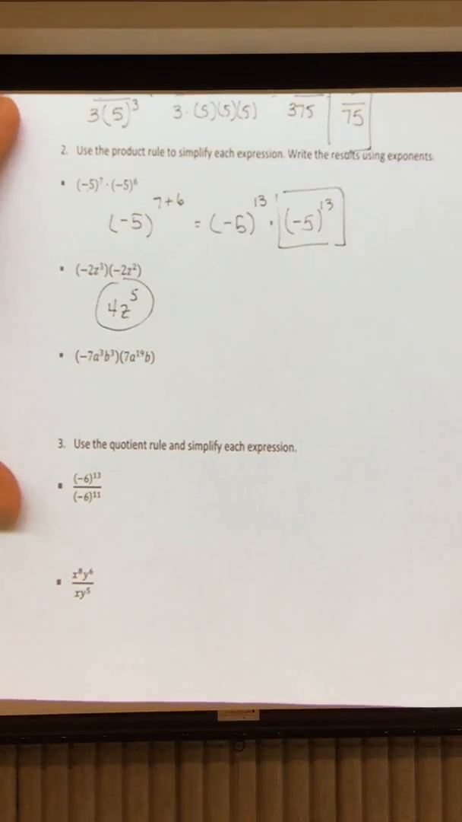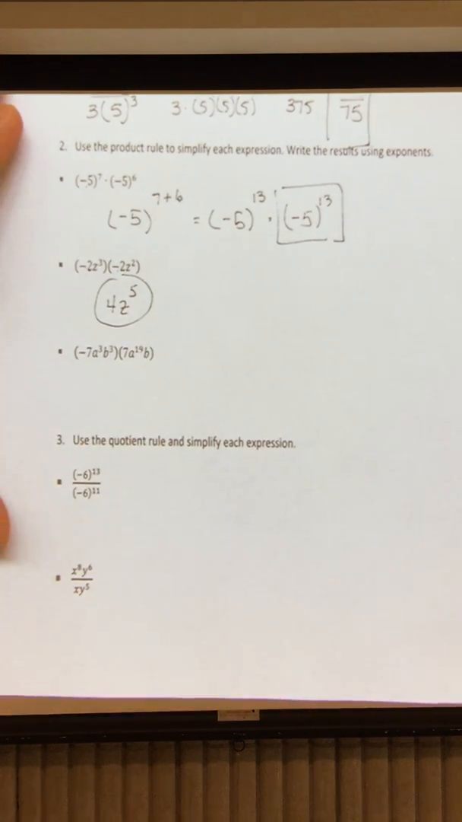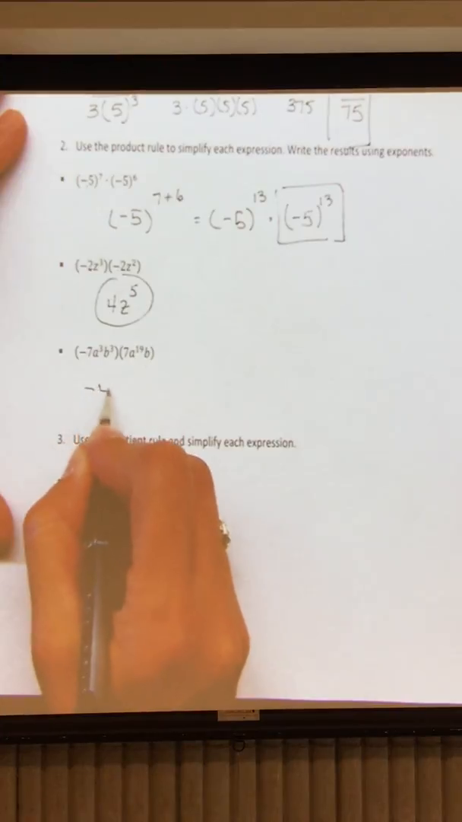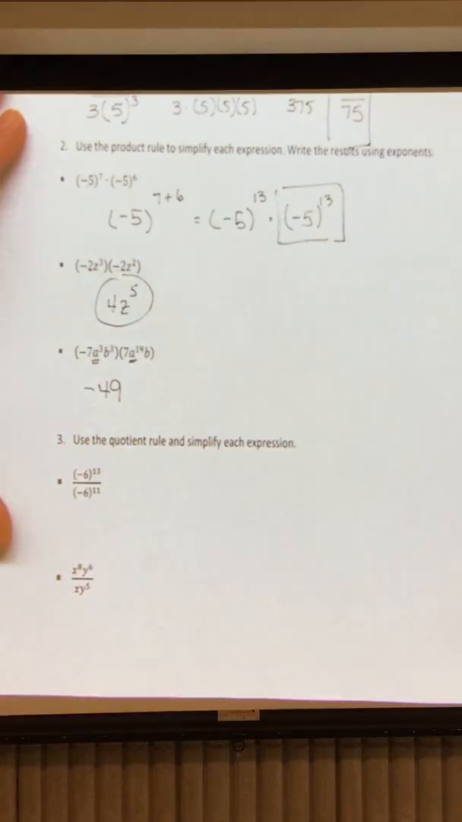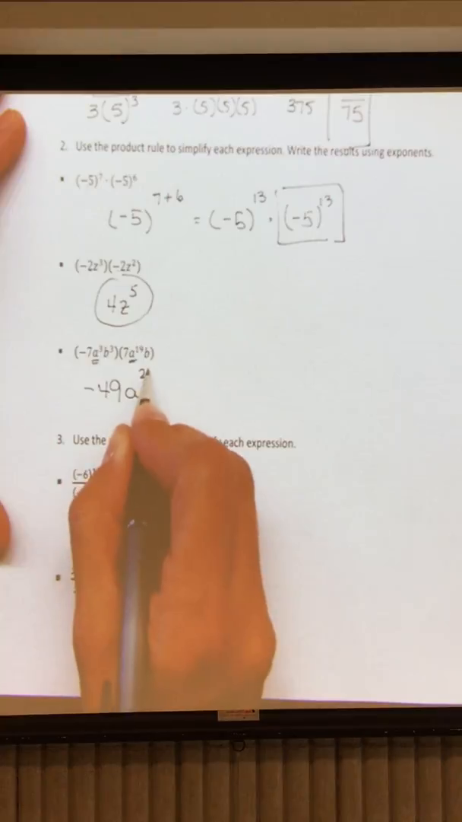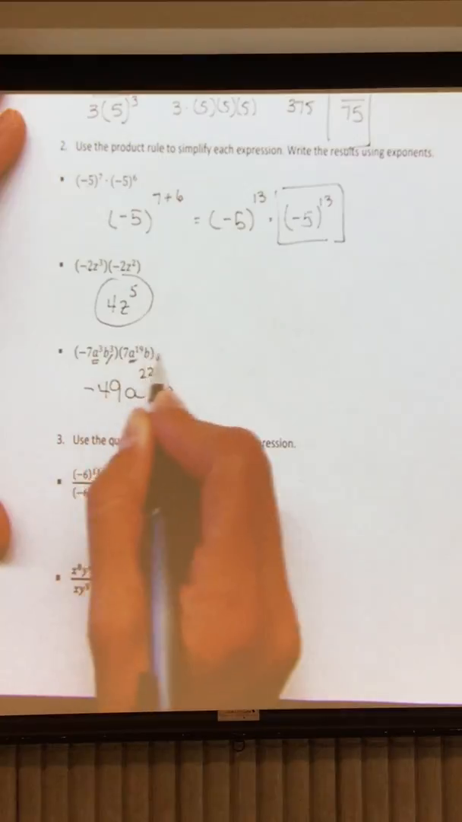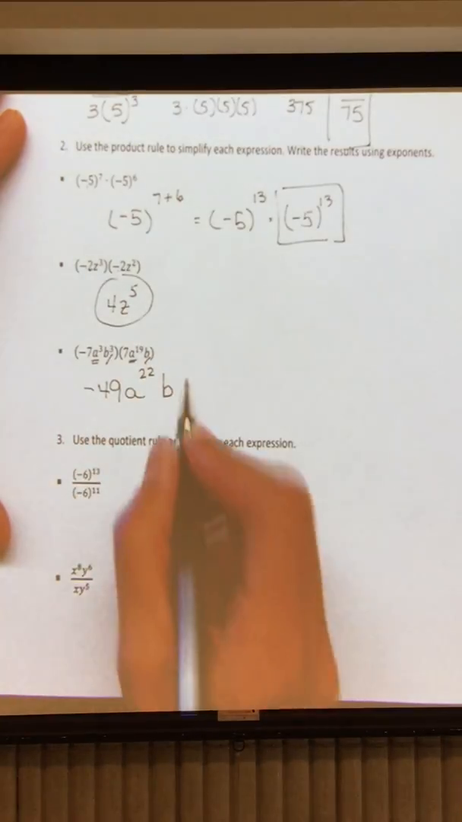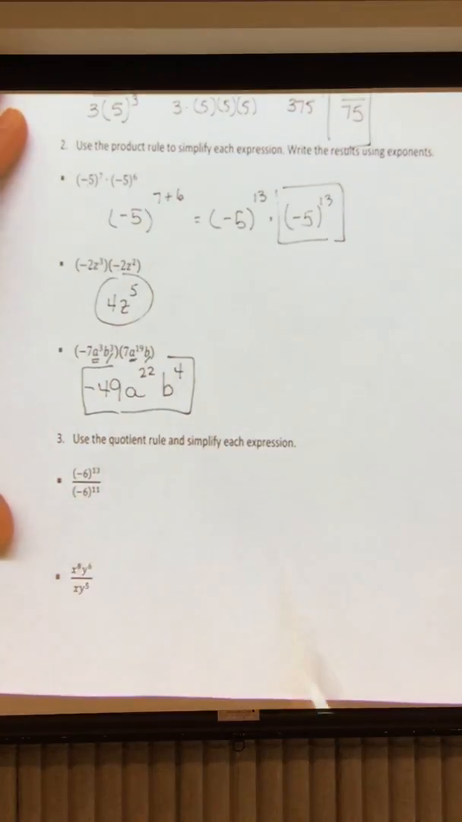The same goes to this next problem. We have negative 7 times 7. So negative 7 times 7 is negative 49. Now let's add a cubed and a 19. So again, we're multiplying exponents, so we add the degrees. 19 plus 3 is 22. So we have a to the 22 power. And b, we have b cubed times b, which is b to the 4th power. And that is our answer.